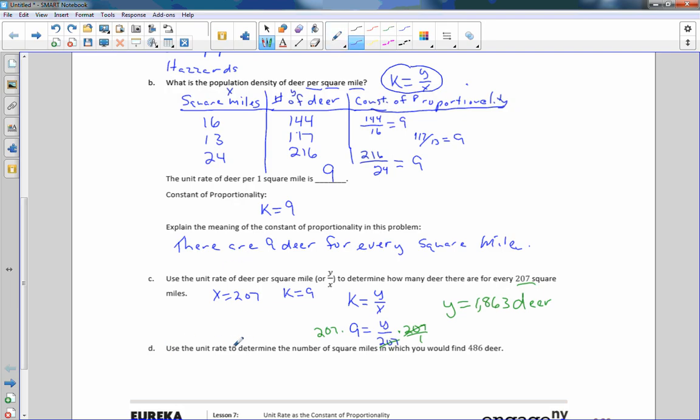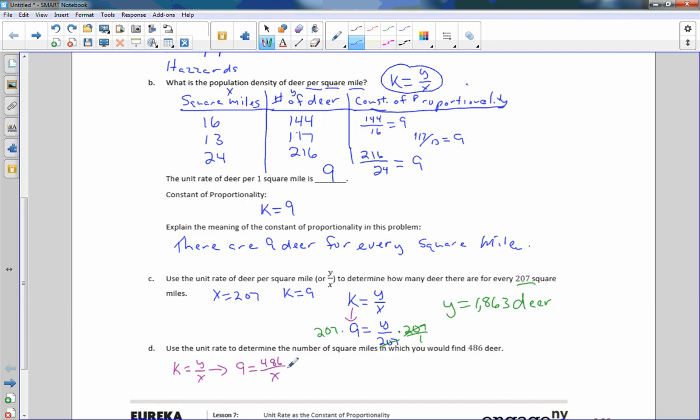D says use the unit rate to determine the number of square miles in which you would find 486 deer. So now I'm going to use that same equation. K equals y over x. We already know k is 9, so I'm going to replace that with 9 equals, and now we know deer, which is our y, and so we put 486 in place of our y, and we're trying to solve for x.